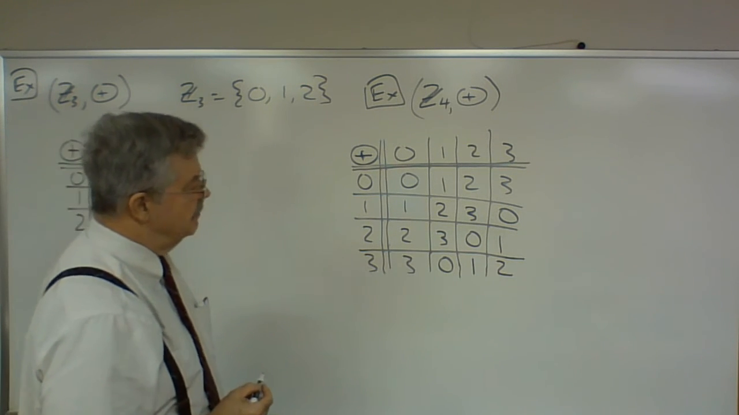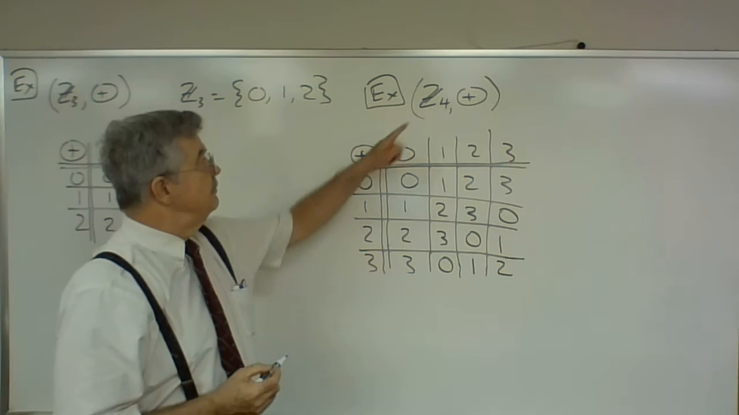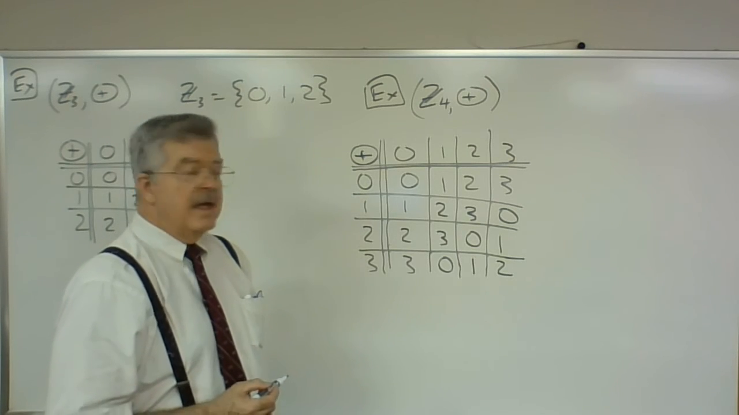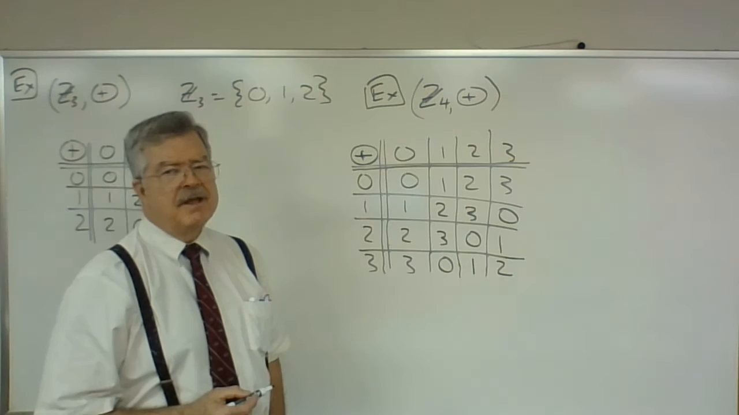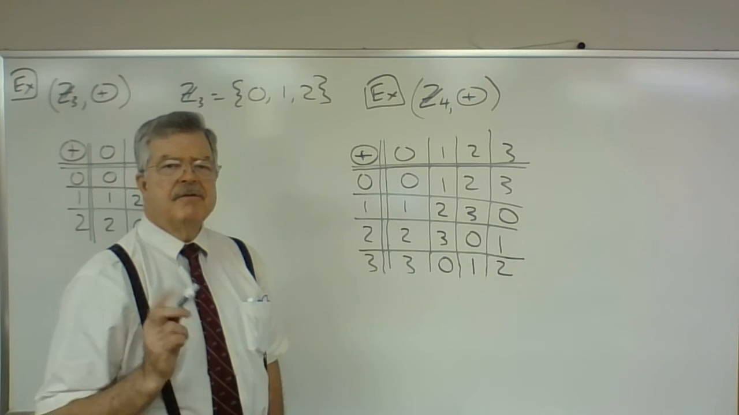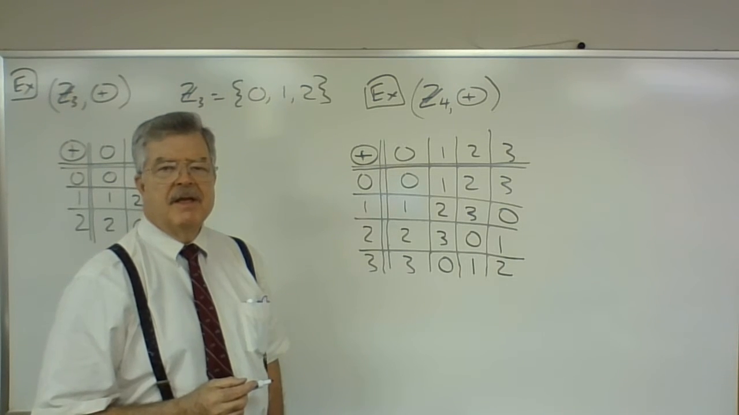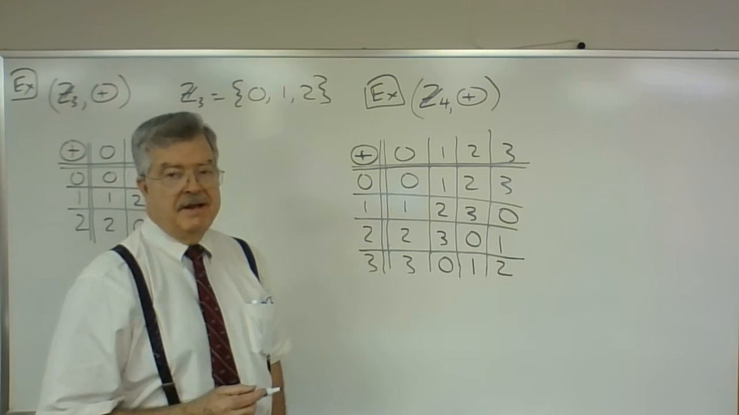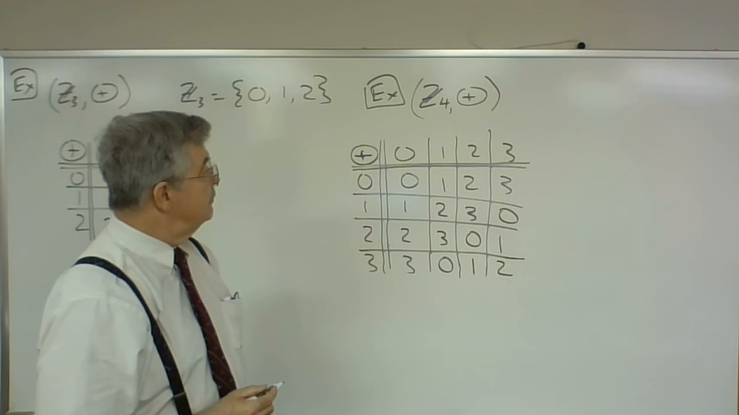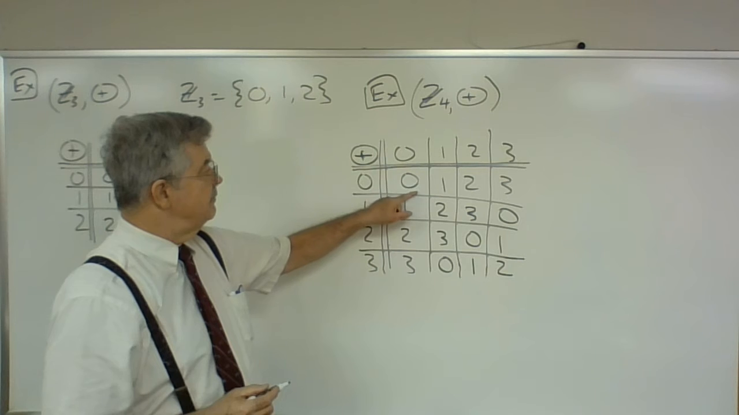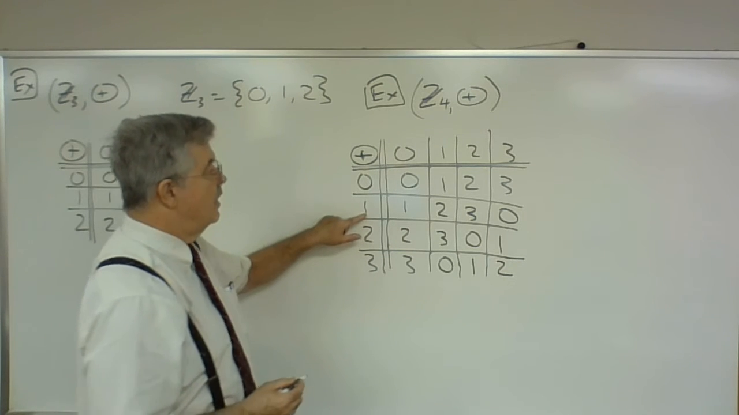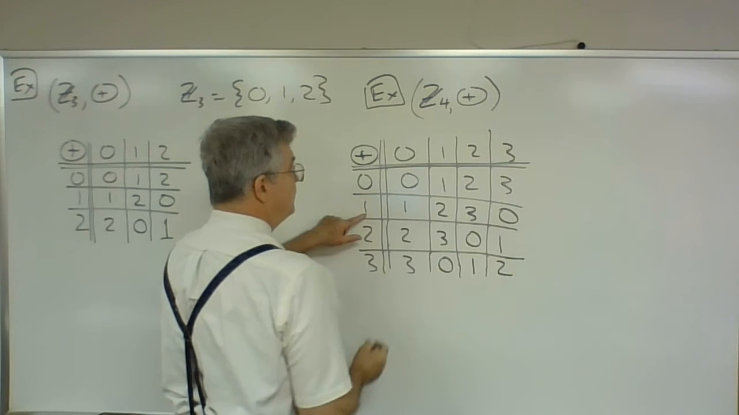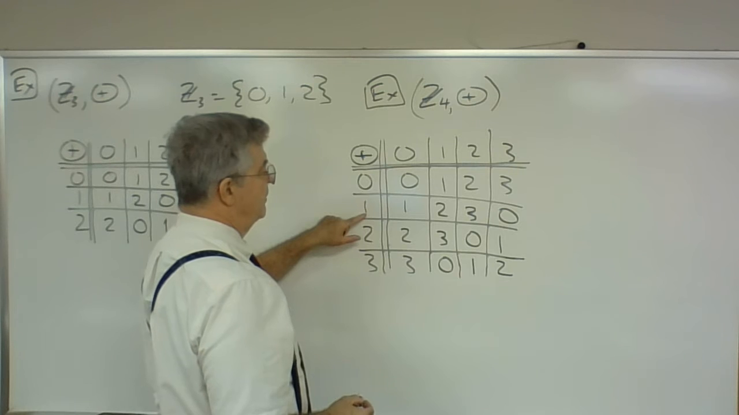And this looks like it's a group. Every element of Z sub 4 appears exactly once in every row and in every column. And let's check for inverses. The inverse of an element is the number that you have to add to the element to get the identity. So let's see, the inverse of 0, well, that's 0. The inverse of 1 is 3. 1 plus 3 is 0. And of course, that works the other way around as well.